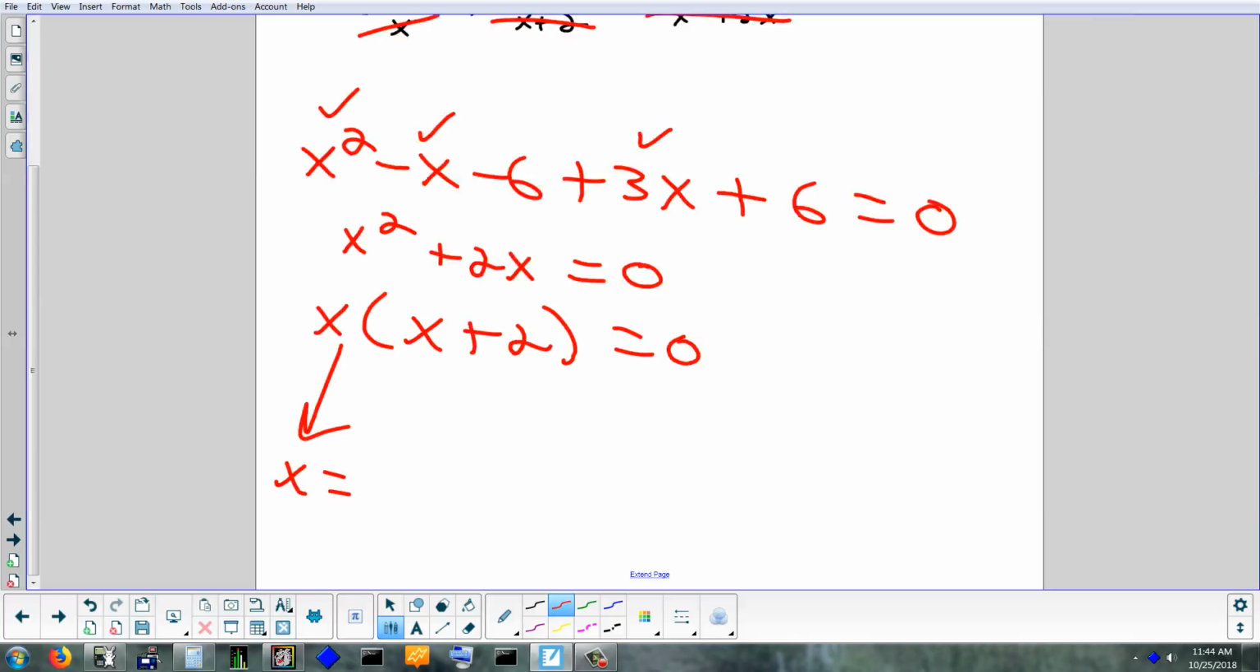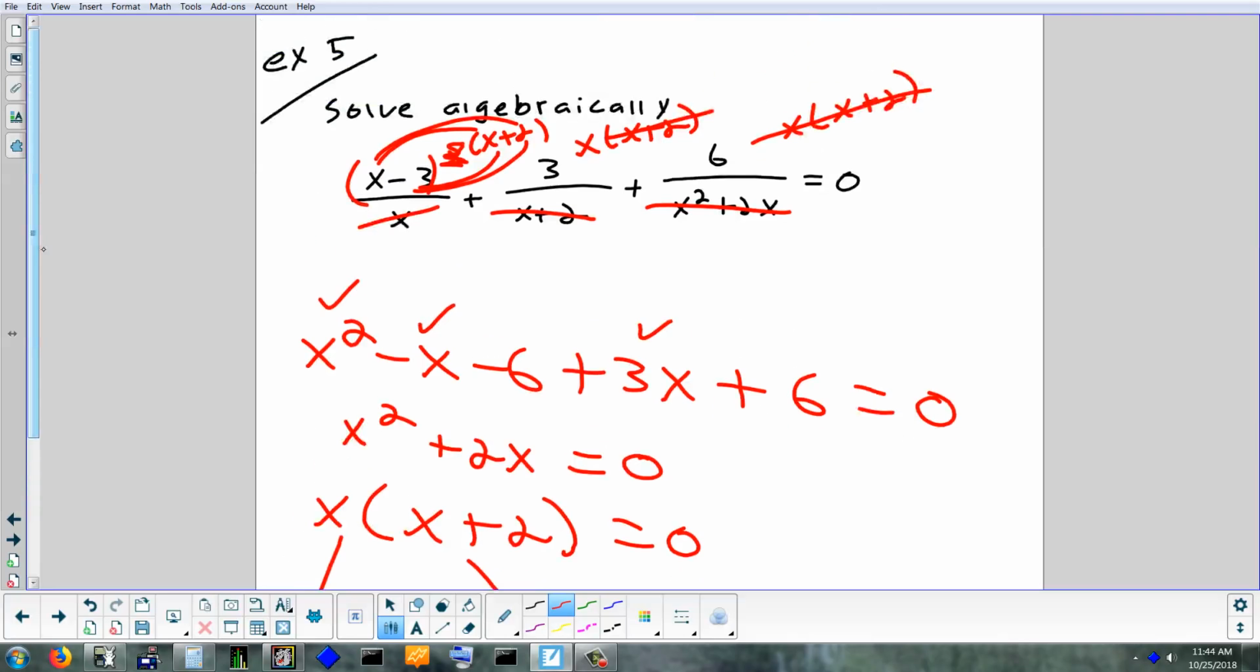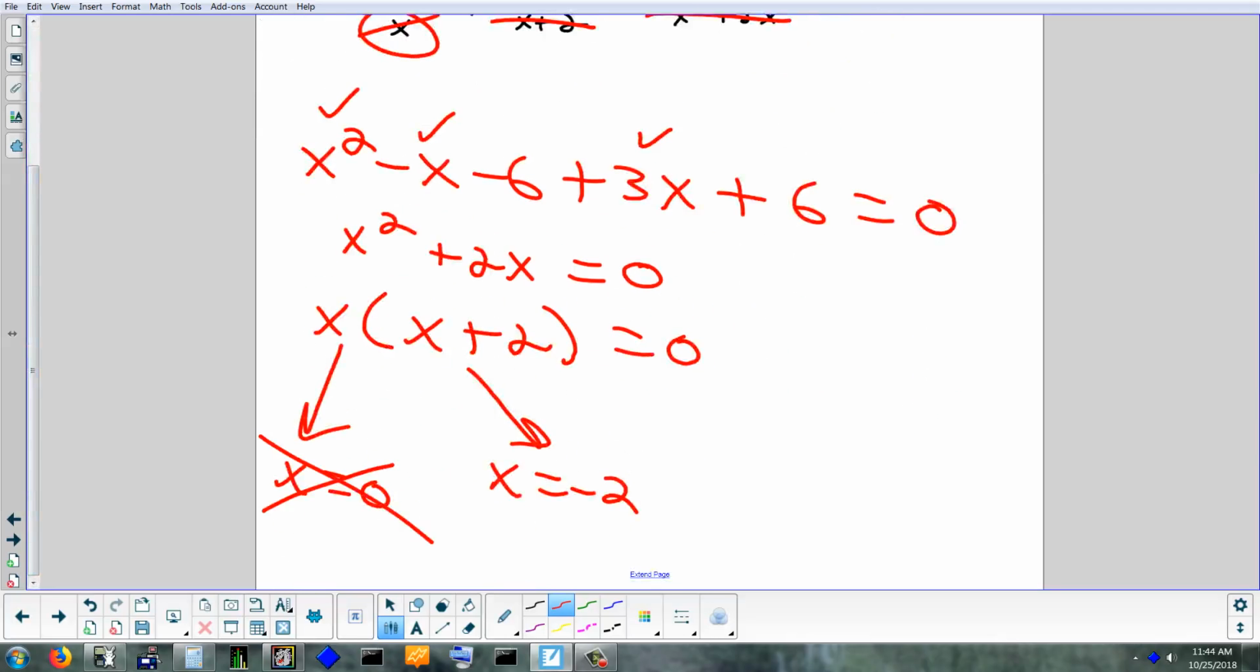What would make the first factor 0? 0. What would make the second factor 0? Negative 2. Right, let's see if we can plug 0 in and see if it works. Can we plug 0 into the original? No, you'd be dividing by 0 right there. So you can't use that answer.